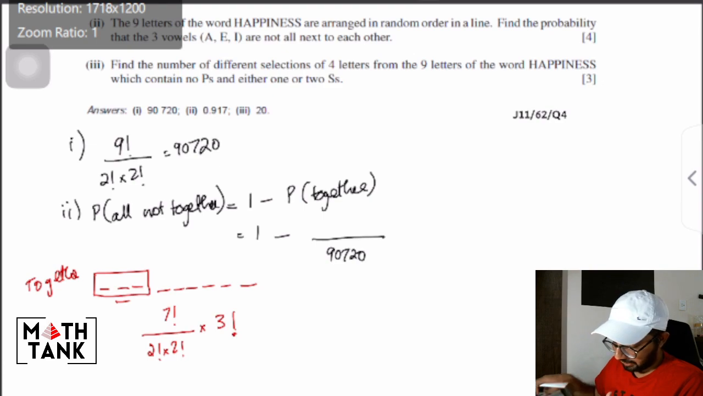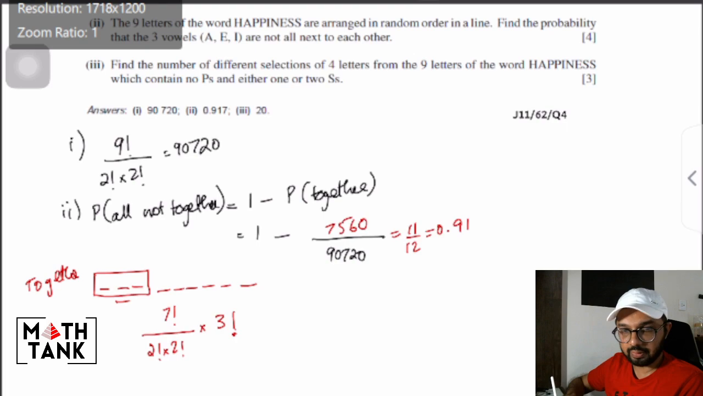So what does that give me? Let's see what that gives me. 7 factorial into 6 divided by 4. It gives me 7560, so I'm going to write that here. Let's see if that gives me the correct answer. 720. Yep, that's 11 over 12 here, which is 0.917, if I round it off to decimal numbers. You can write whichever one you want. Both answers should be correct.